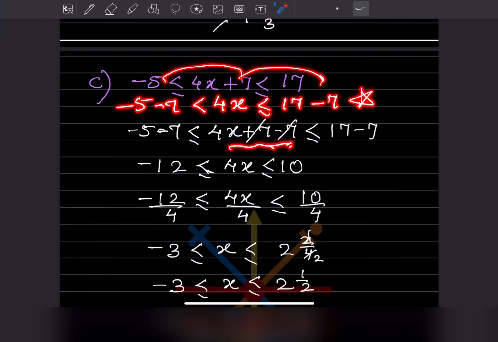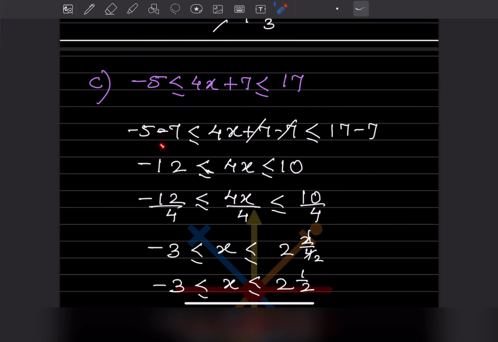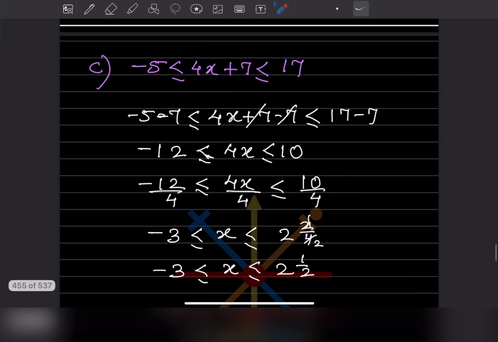Anyways, so now see here, this will be minus 5 minus 7 means minus 12. We add it together but put the minus sign. This plus 7 minus 7 gets cancelled. So this will be 4x and this will be 10. Rest all the things remain the same. So 17 minus 7, that is going to be 10.